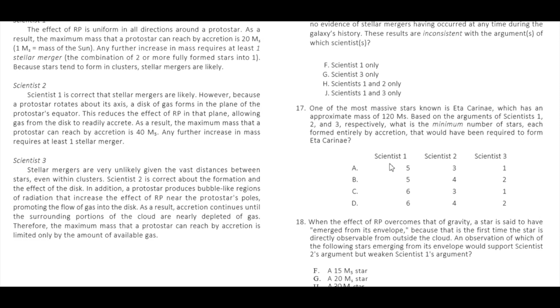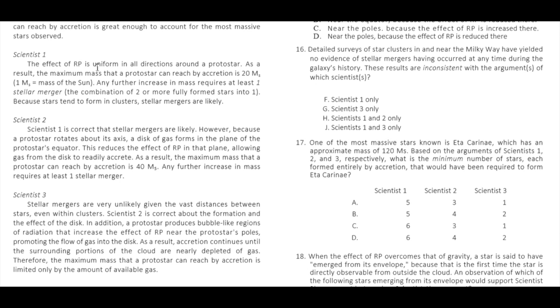Okay, and we're going to have to read what the 3 scientists say. So going back here to Scientist 1, the second sentence is relevant here. As a result, the maximum mass that a protostar can reach by accretion is 20 solar masses. Okay, so if we had 6 stars at the max level, so 20 solar masses each, and there are 6 of them, we would have 120 solar masses, which is the amount needed to get a star as big as Eta Carinae. So based on what Scientist 1 says, that 20 is the max, we know that A and B are not correct, and C and D may be correct. We need to go on to what Scientists 2 and 3 say.